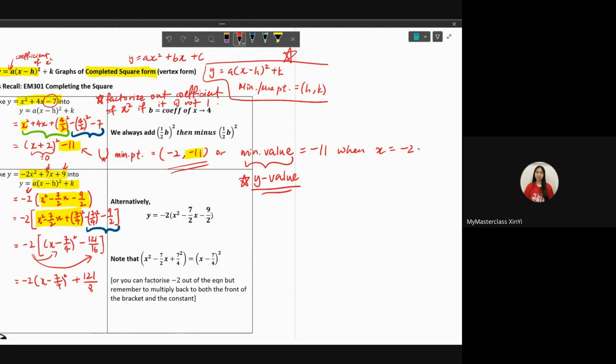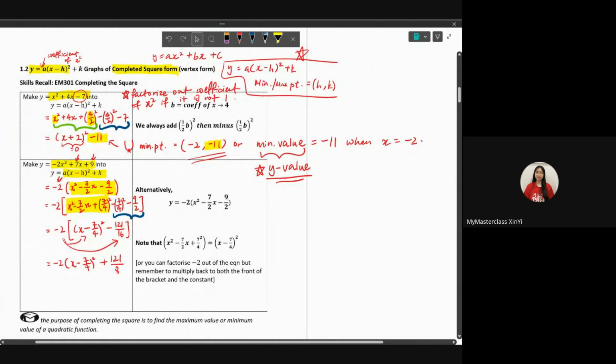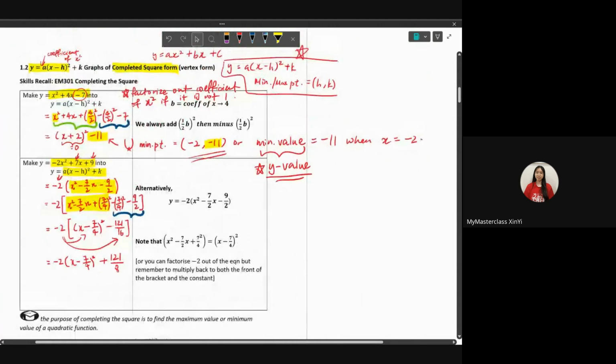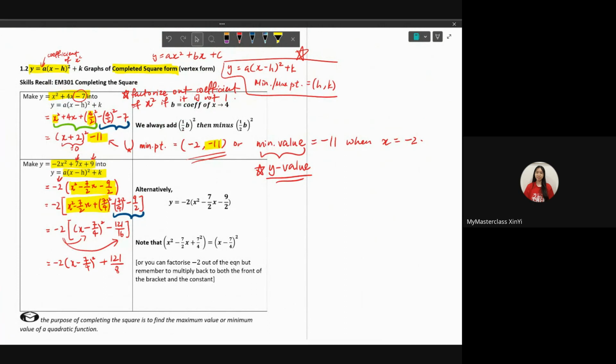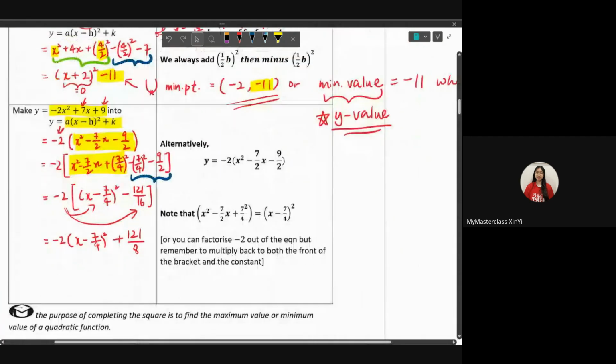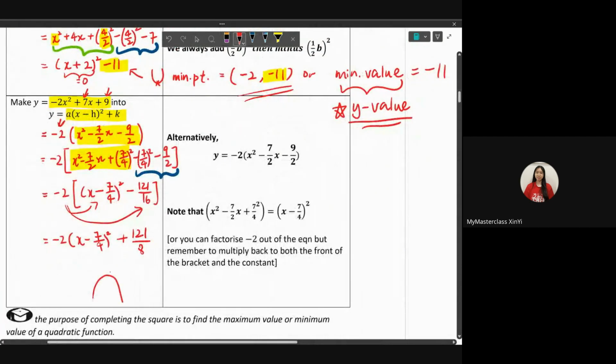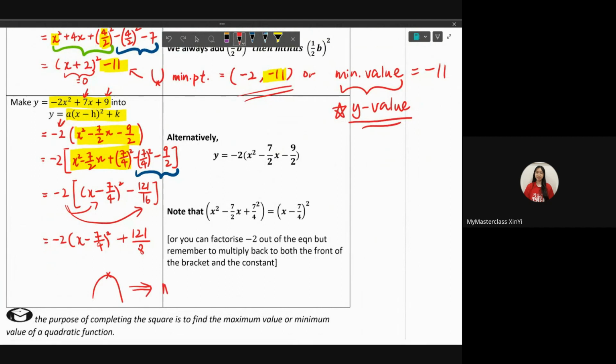Then for example 2 over here. Hong Kai, what do you think? Is it a U shape or N shape? N shape, right? Because the coefficient of your x squared is negative, so it is an N shape curve. So N shape means this is a maximum point. Then again, to find your maximum point, it's this for your x value and this for your y value. So therefore your maximum point is 7 over 4, comma 121 over 8.